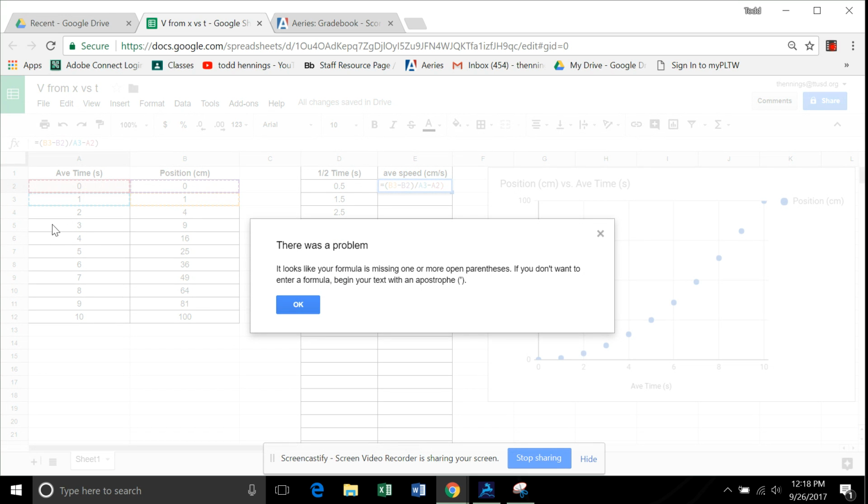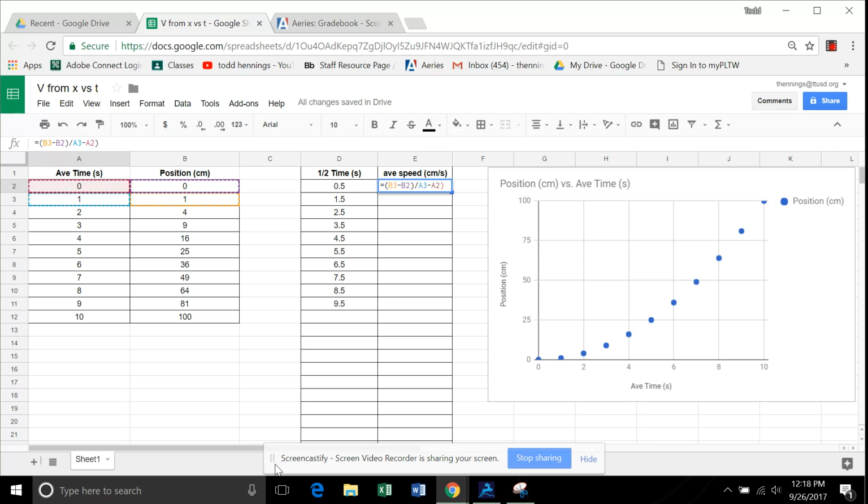Enter. Uh-oh, so there's a problem. Hold on. Didn't close one of these. So the average speed for the first time increment was 1 meter per second, according to this, 1 centimeter per second on my scale. I'm going to drag that down. It's going to apply everything there. And look what it does. It calculates essentially the slope of each one of these little successive places.